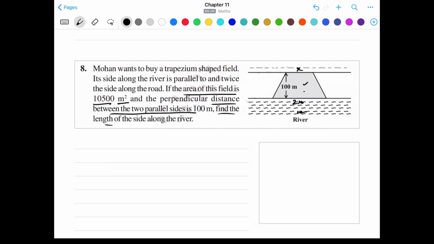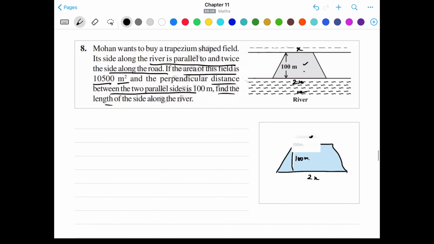Okay, so let's first draw this trapezium here. We have this trapezium shaped field, okay, whose this side we are taking as x and this one as 2x. As it says, the side along the river is parallel to and twice the side along the road. Okay, and this perpendicular distance is also given, which is 100 meter. Okay, so let's first write the given things. This is answer number 8.